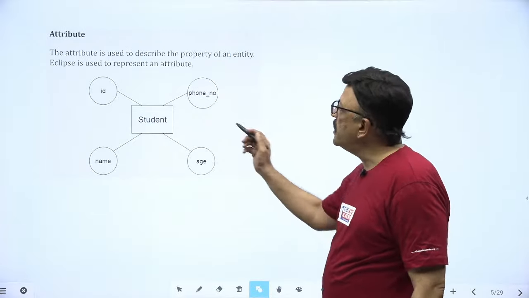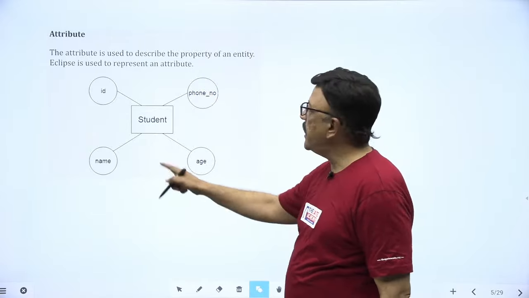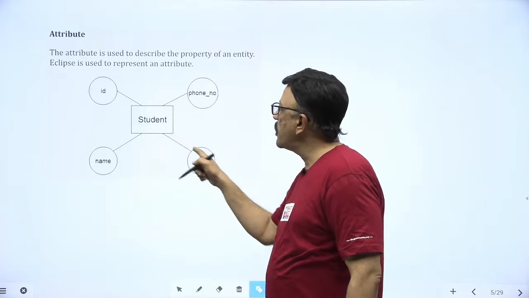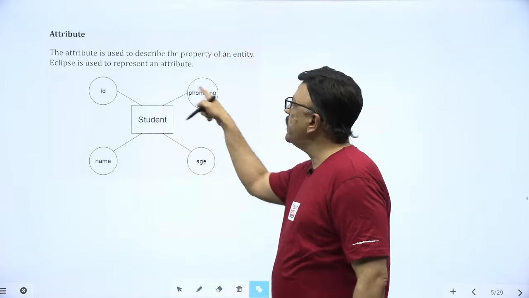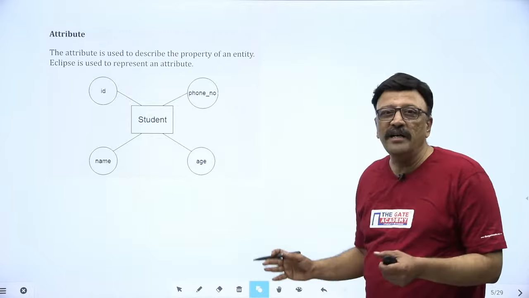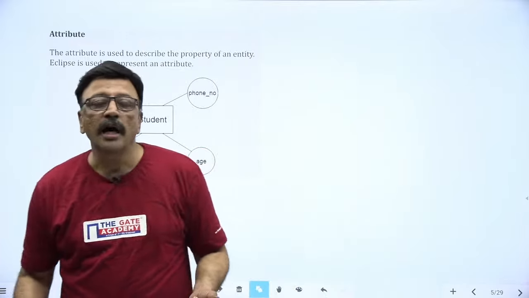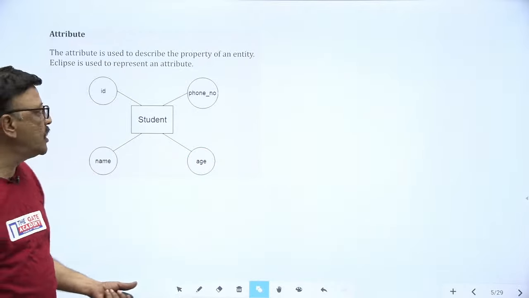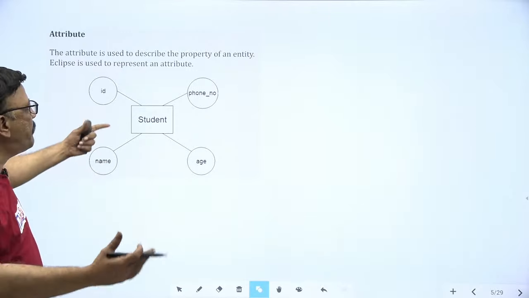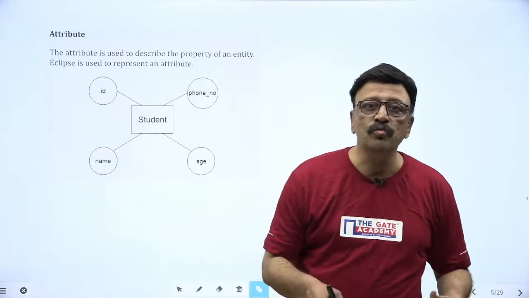Now all the attributes are shown in oval. The entity itself is shown in rectangle, and we just show the lines or edges, and in the oval we write the attributes. So I have shown only 4 attributes here. I mean, in realistic examples, when you talk to the customer, they may say that every student has address. I have not shown address over here. So it depends on the requirement or what kind of data about the student you want to store.